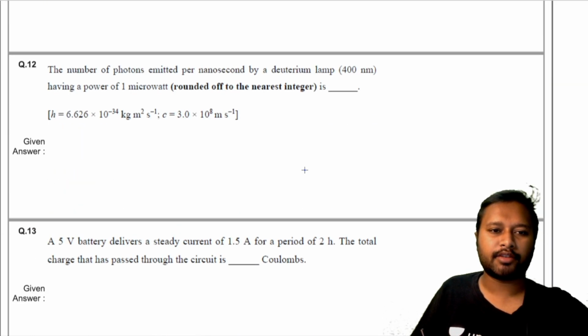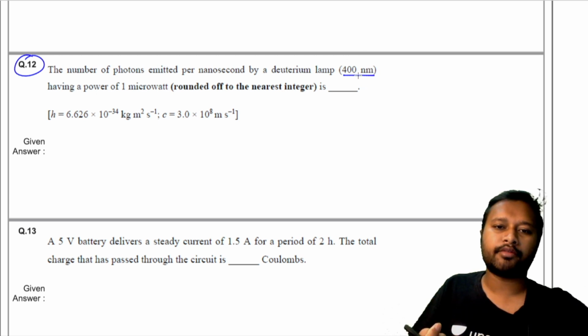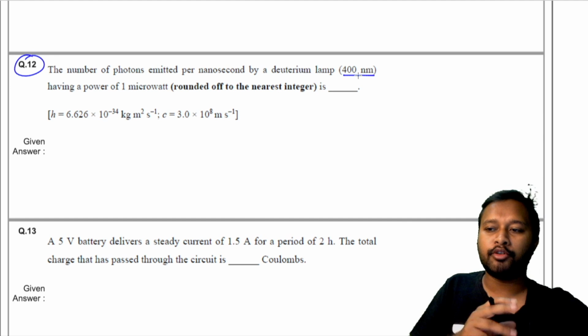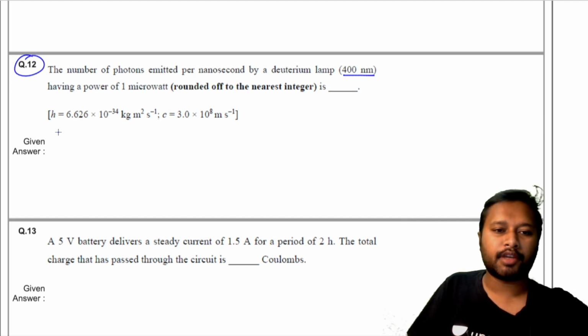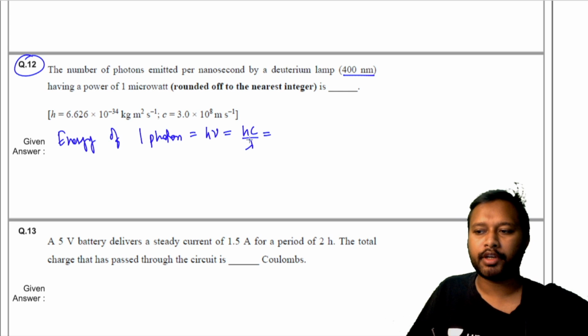Okay, let's take the next question. The next question says: the number of photons emitted per nanosecond by a deuterium lamp at 400 nanometers having power of 1 microwatt. So first of all, this is the wavelength of the light coming out from the deuterium lamp. You need to find the energy of one photon. That can be calculated as h nu or hc upon lambda.